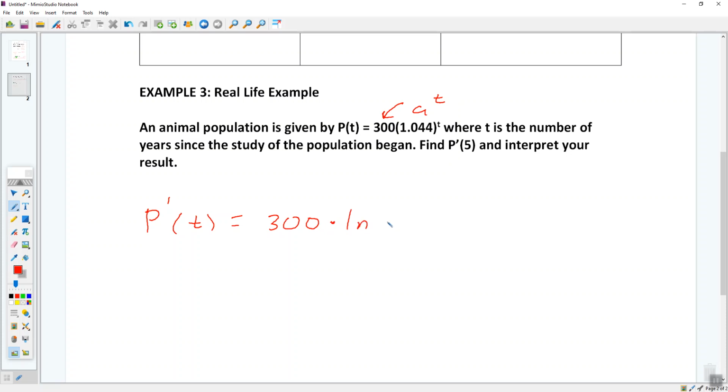Natural log. Natural log of what value? Okay, T. Times what? T. Almost. Times 1.044 to the T. Times 1.044.